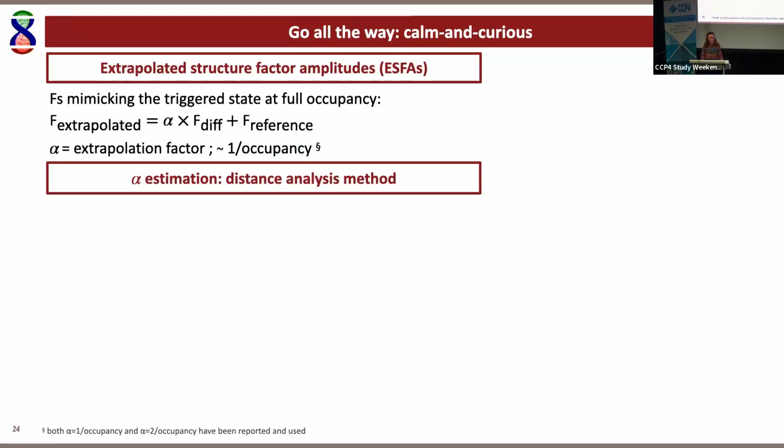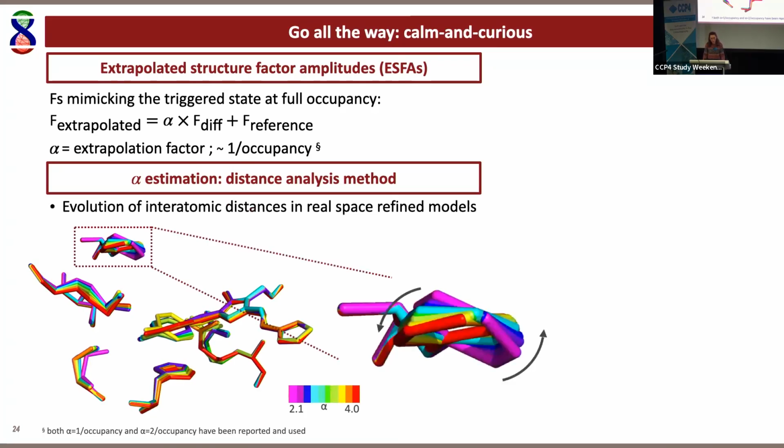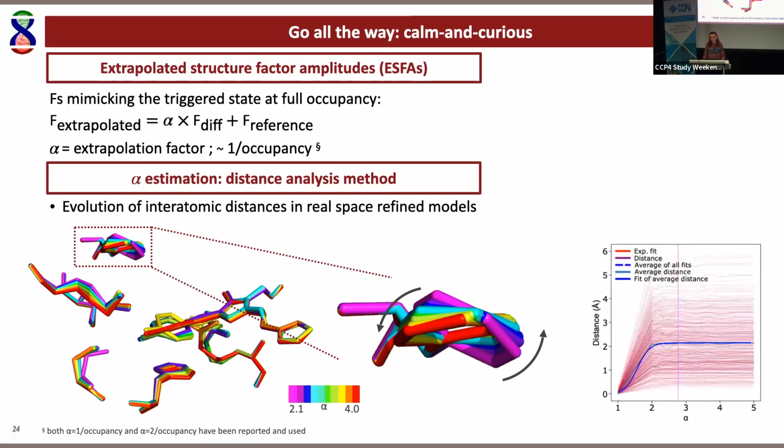We'll refine the model in all the extrapolated structure factor amplitudes, and this means that we will get models for each alpha value. Now, if you look close at those models, you will see that they start evolving from our initial state, our reference state, towards our triggered state with increasing alpha value. And then it will stagnate, because we're doing a restrained refinement and we'll just inflate the difference and get more noise, so the model will not change anymore. That means that if we plot all the interatomic distances as a function of alpha, we get this steady increase, and then we reach a plateau value, and it's at this plateau value that we estimate alpha.